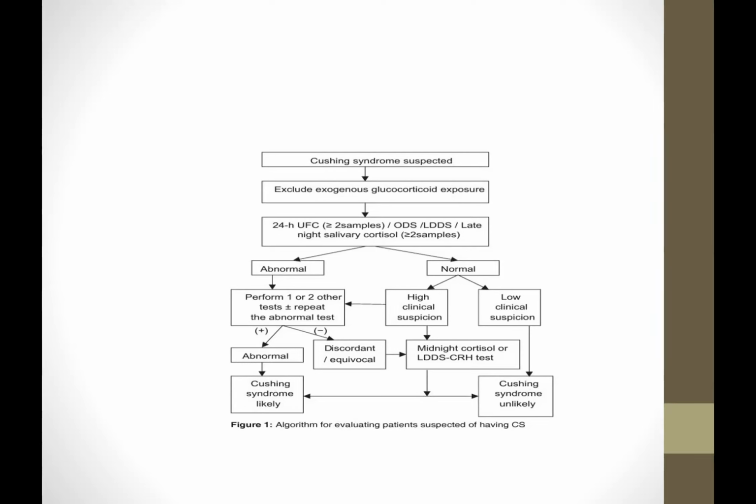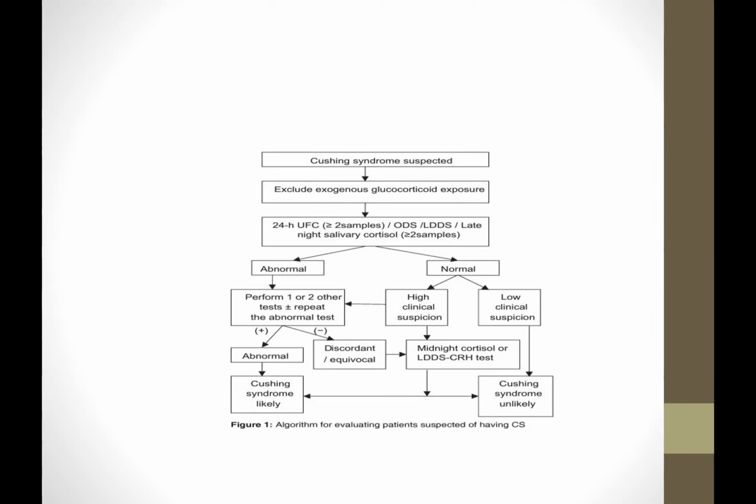Now let us look at the next slide. In step 3, we will determine the source of endogenous hypercortisolism, that is ACTH independent or ACTH dependent Cushing's. We have to first differentiate between ACTH independent and ACTH dependent. For that, basal plasma ACTH with a 2-site immunometric assay is a useful parameter for the diagnosis of adrenal Cushing syndrome.